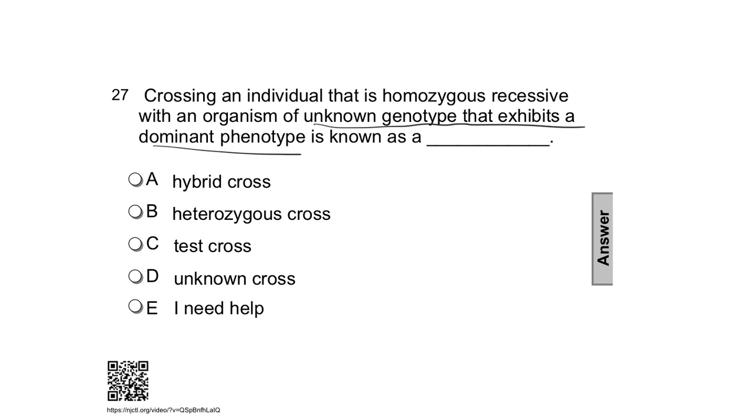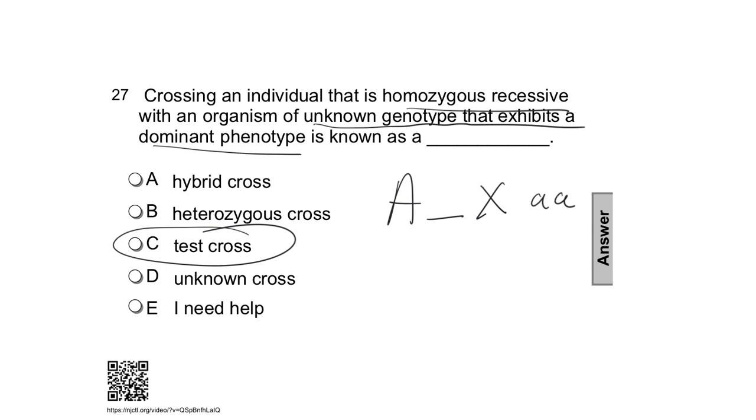Okay, so this is a test cross. You're taking an unknown genotype, like this, and crossing it with homozygous recessive. And depending on whether this is A or little a, you can determine which one the big A question mark is by the test cross.